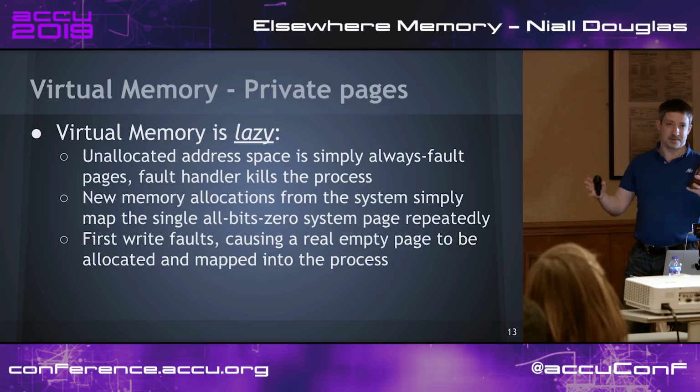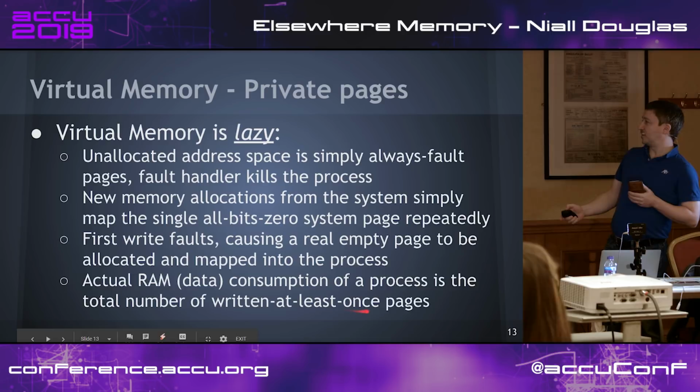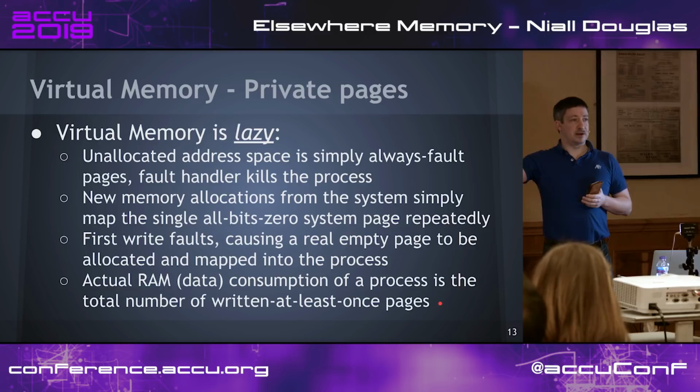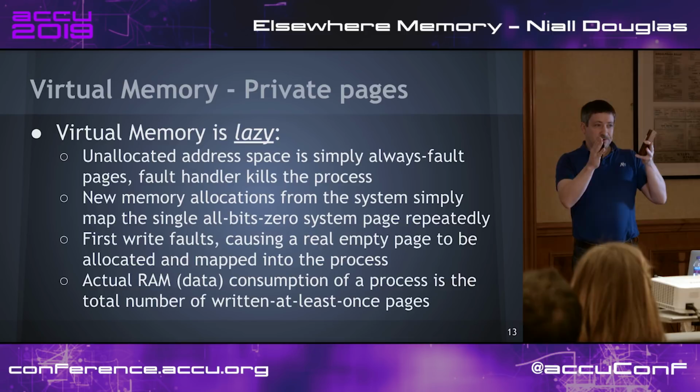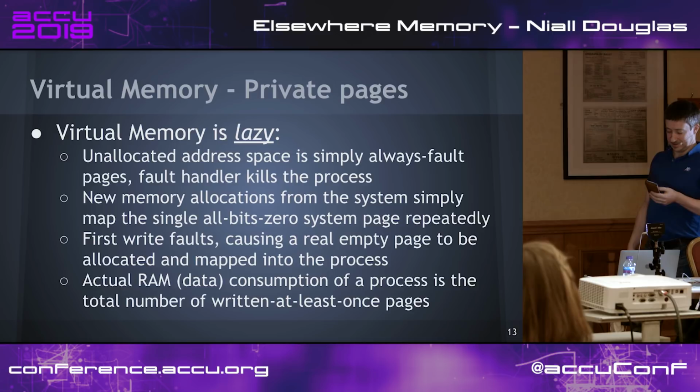And then if you look at it, the actual RAM consumption is not what it claims. Your actual RAM consumption is going to be the total number of written-at-least-once pages. So you can allocate in your memory allocator 2 terabytes of RAM. Probably that's going to succeed in a 64-bit system. But in your actual application usage, if you look inside your task manager, it's not going to be 2 terabytes of RAM. It's going to be however many pages you've actually written to. That's an enormous difference, because that changes how you run out of memory. It changes a long list of stuff.